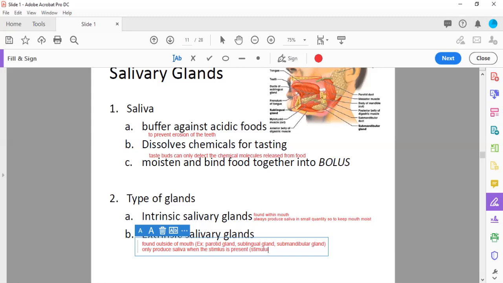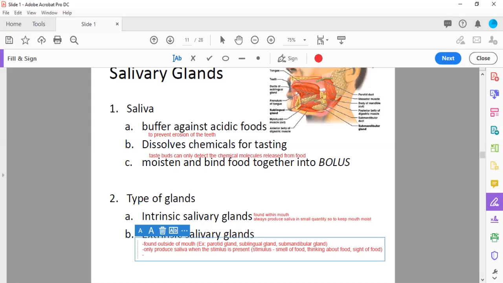And the stimulus could be in the form of what you see, the smell of food, the thought process, thinking about food, the sight of food. All these will cause the extrinsic salivary glands to produce saliva. So the extrinsic salivary glands only produce saliva when the stimulus is present.